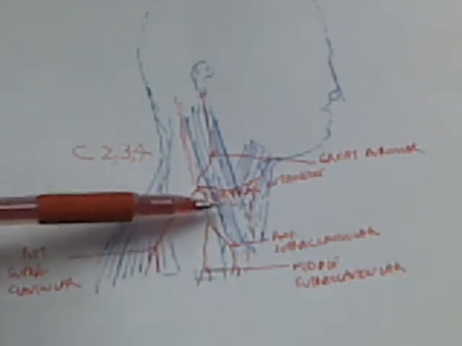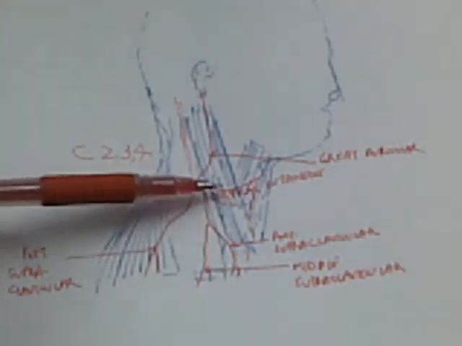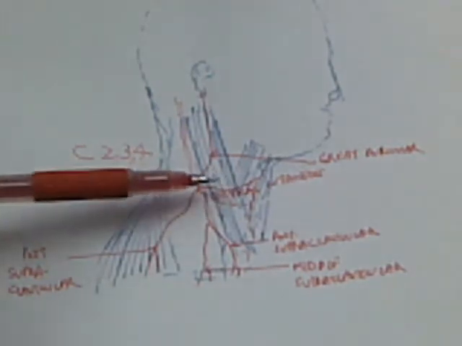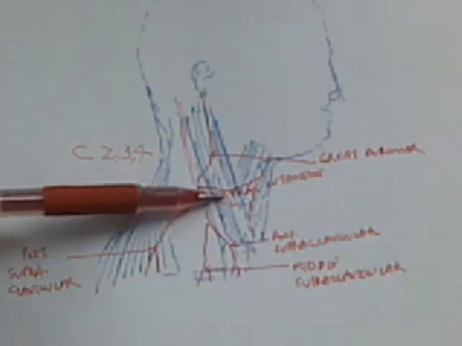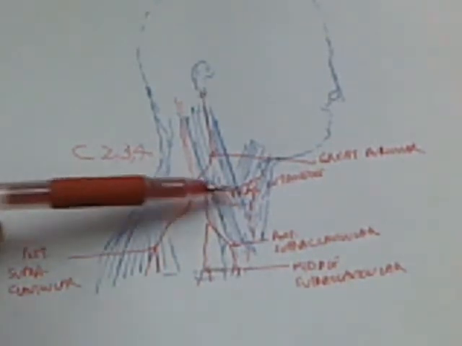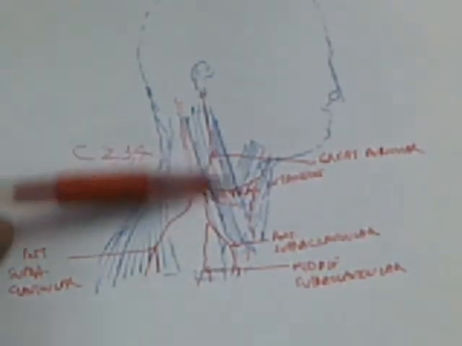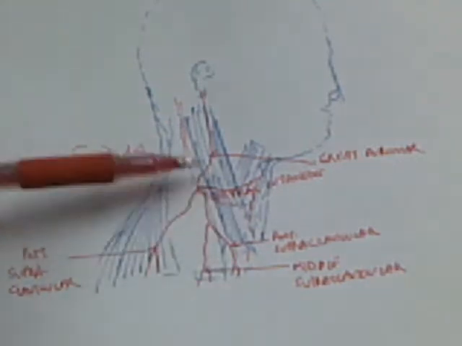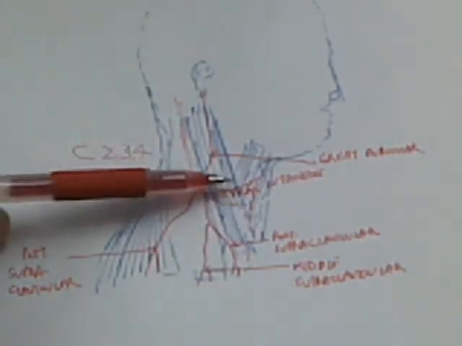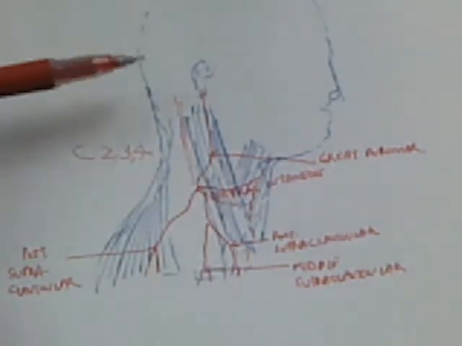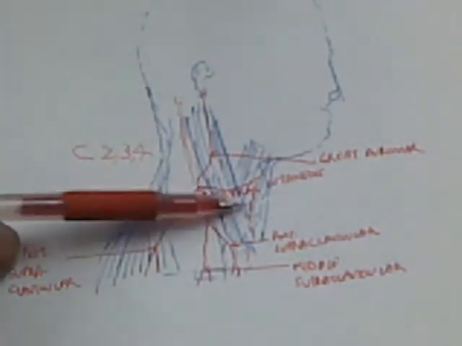the external jugular vein to the anterior border of the muscle, and it perforates the deep fascia. Then, having perforated the deep fascia, it divides beneath the platysma.